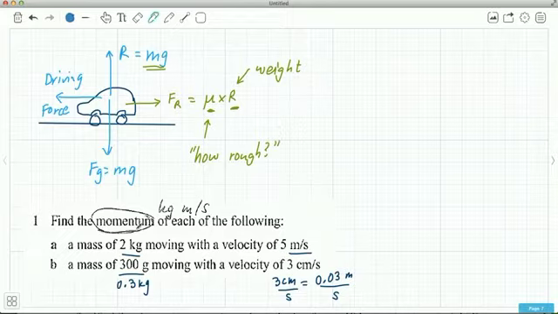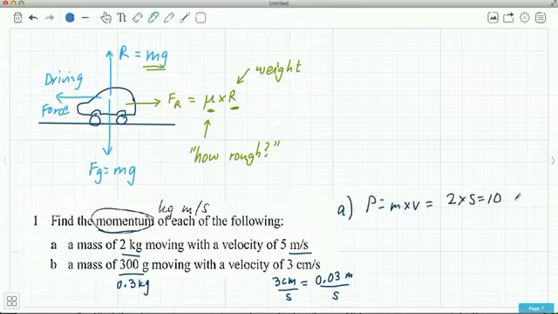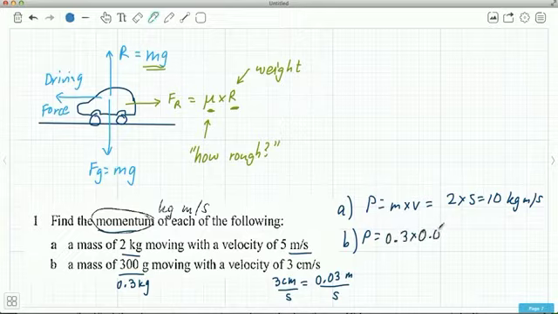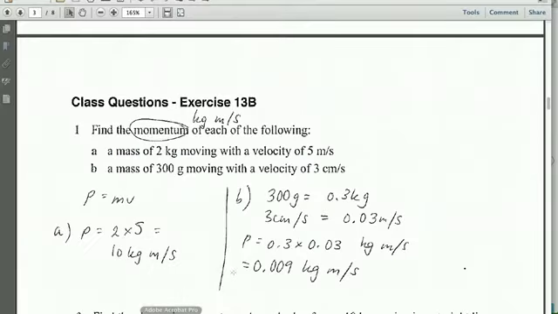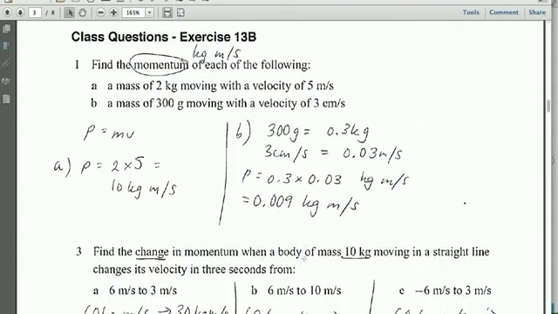So the first one says find the momentum. For A, p equals m times v, so it's going to be 2 times 5, so 10 kilogram meters per second. And for B, 0.3 kilos times 0.03. So it's 9, and then you've got 1, 2, 3 decimal places. This will be kilogram meters per second. So that's finding your momentum.